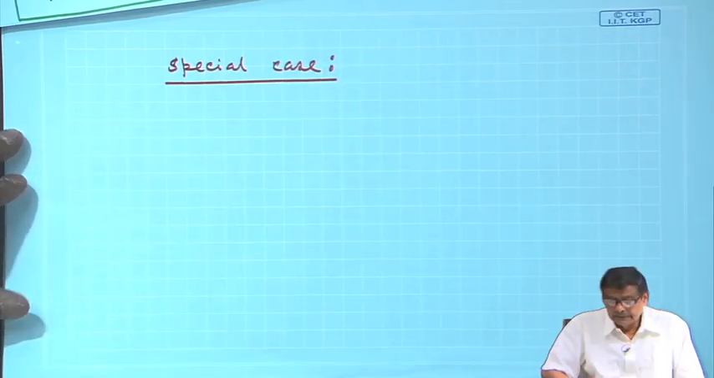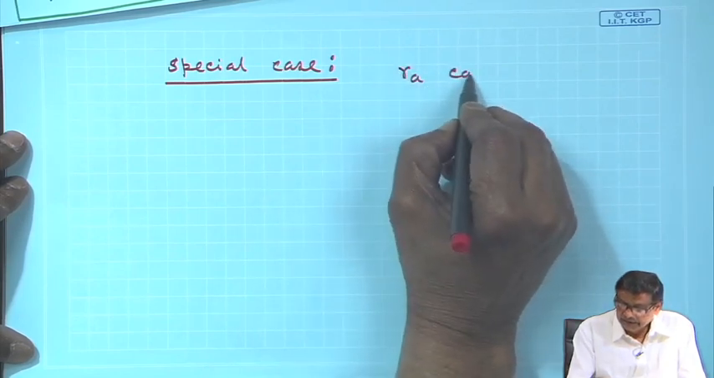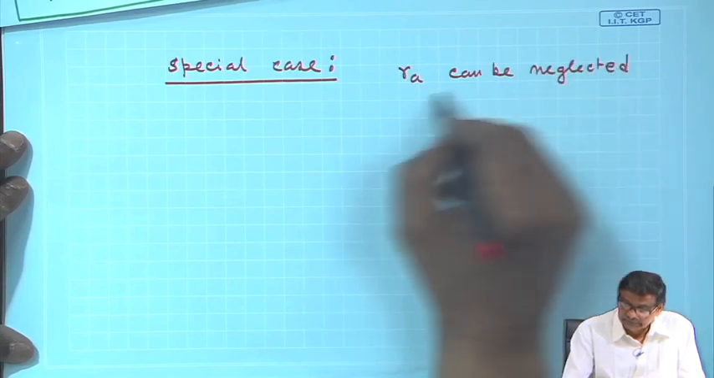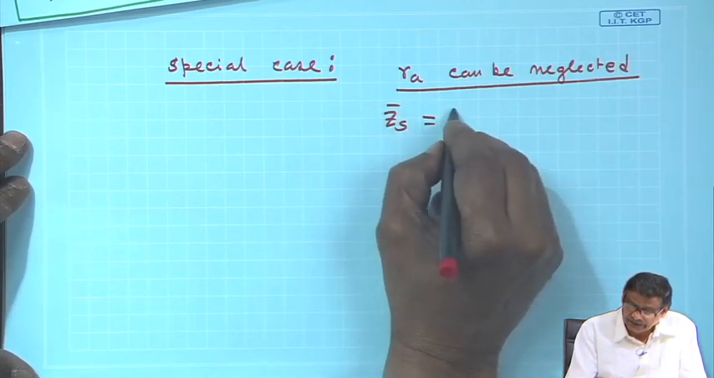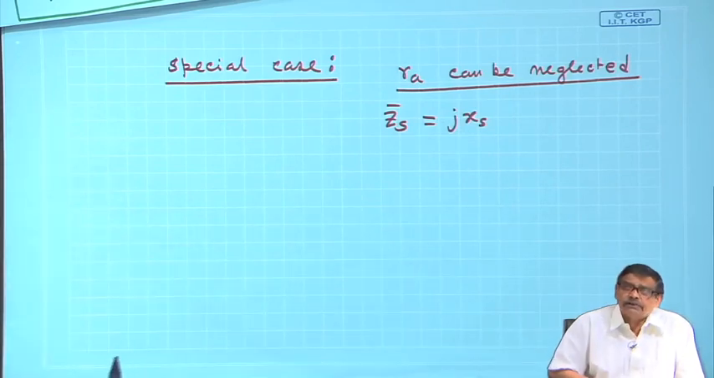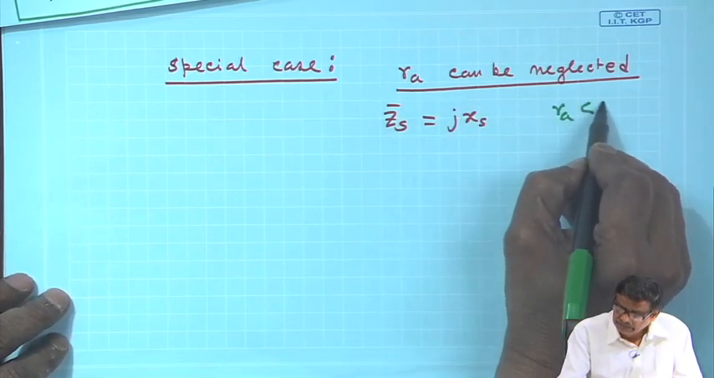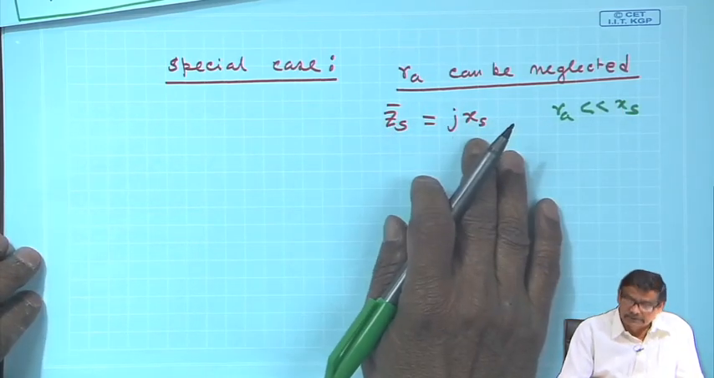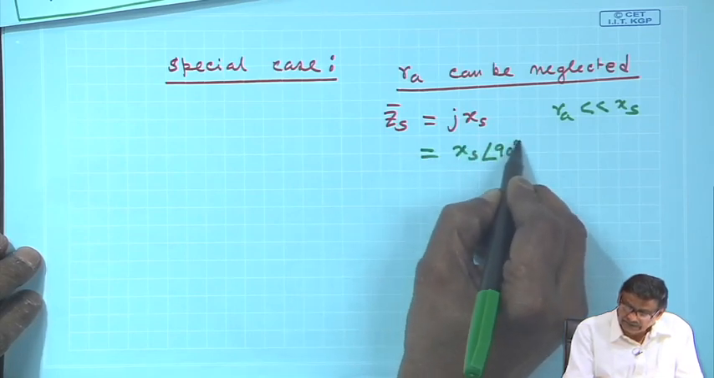when we say that RA can be neglected. If RA can be neglected, that means ZS, I am assuming it is ZX. And the reason for this I already told you, because of the fact armature resistance RA is much smaller than XS. So, that RA part if you neglect, it will be like this. In this case, then ZS becomes XS 90 degree, is not.